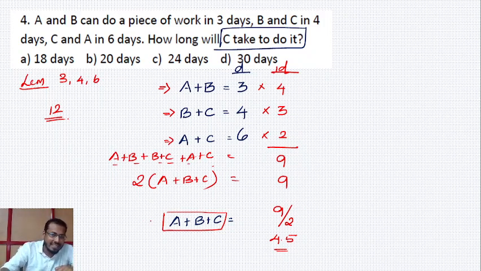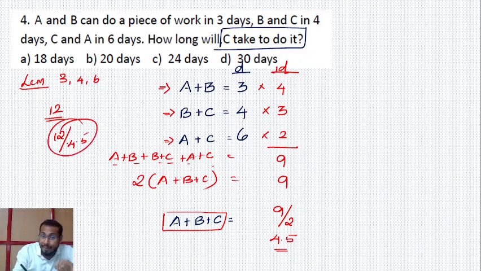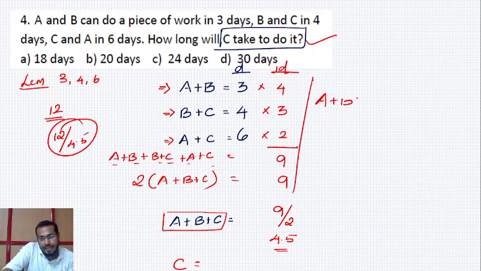If the question is how many days A, B, C take, you can write 12 divided by 4.5 as the answer. But here the question is how many days C takes, C alone. So there is a new question. If C alone, how many days does it take to complete? We need to get the answer from the 1 day work itself. Look at this: A plus B plus C in 1 day can complete 4.5 chocolates.